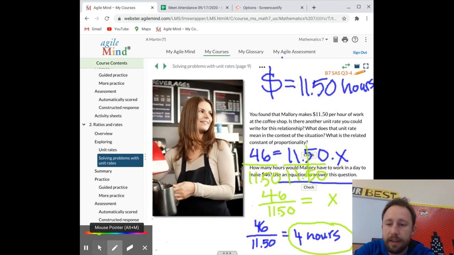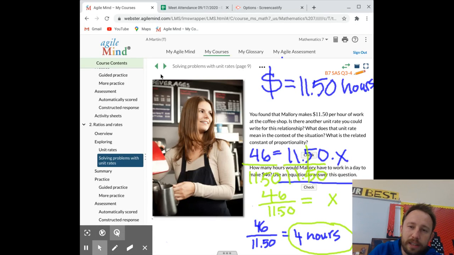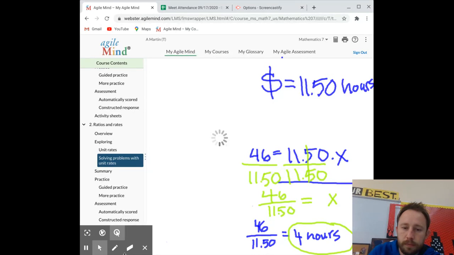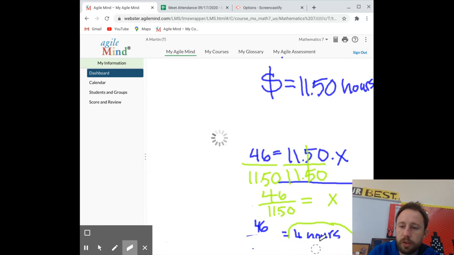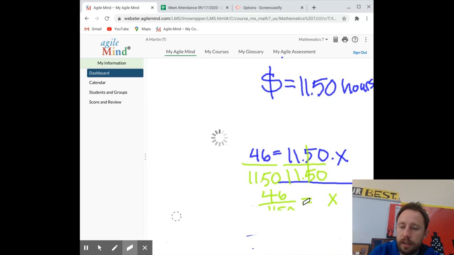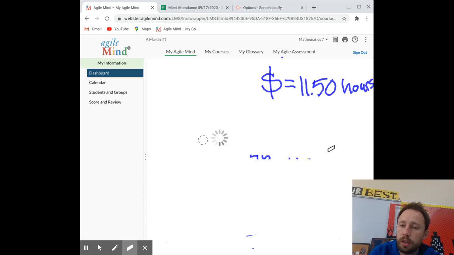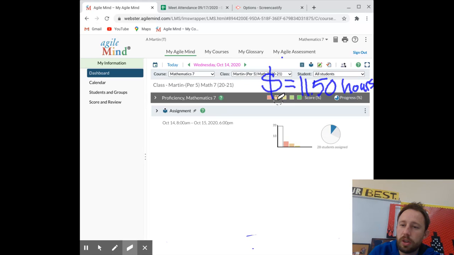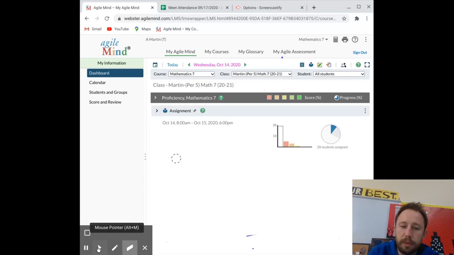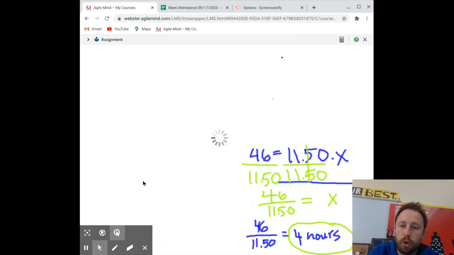All right. If not, this is what I want you to do right now. I want you to click on My Agile Mind. And when you click on My Agile Mind, you are going to let the page load. And once the page loads, you're going to click Assignment. And when you click on the word assignment, you're going to notice that you have 4 questions.